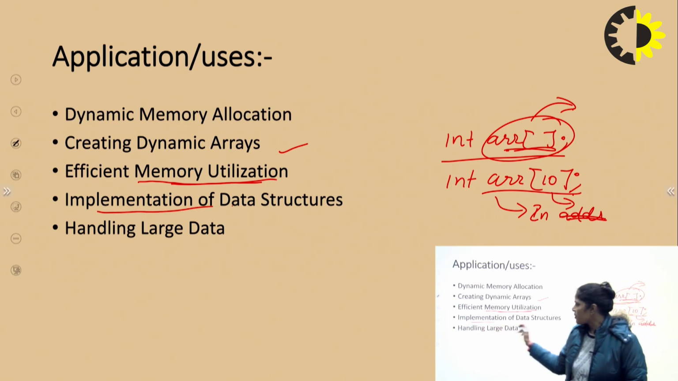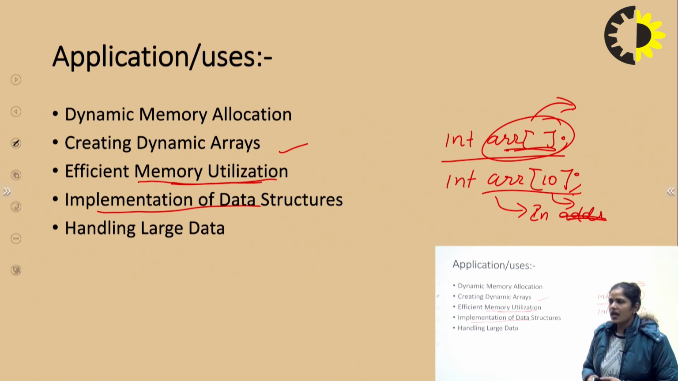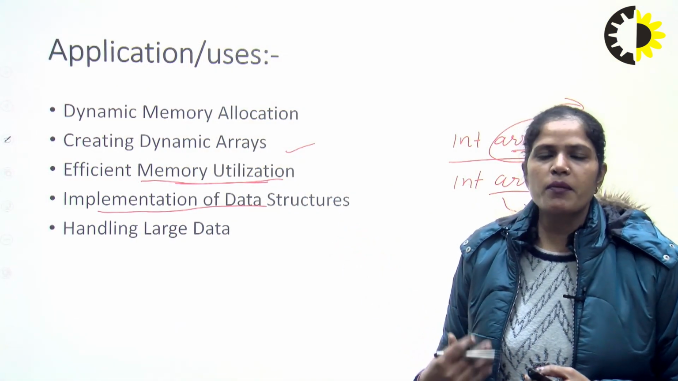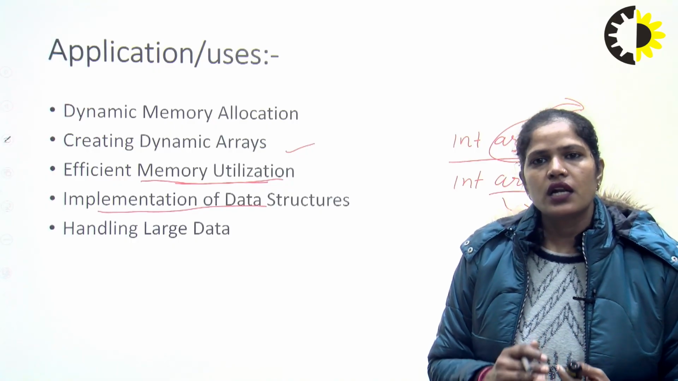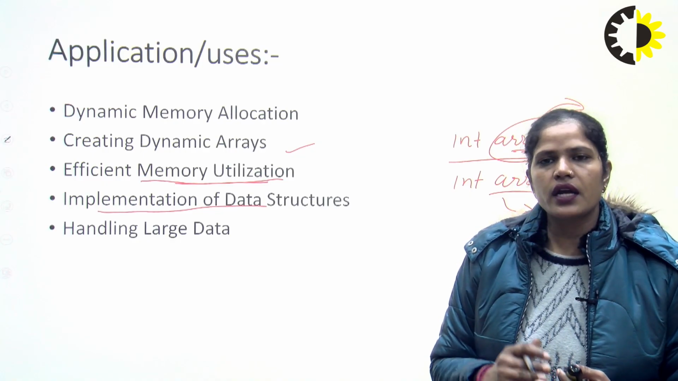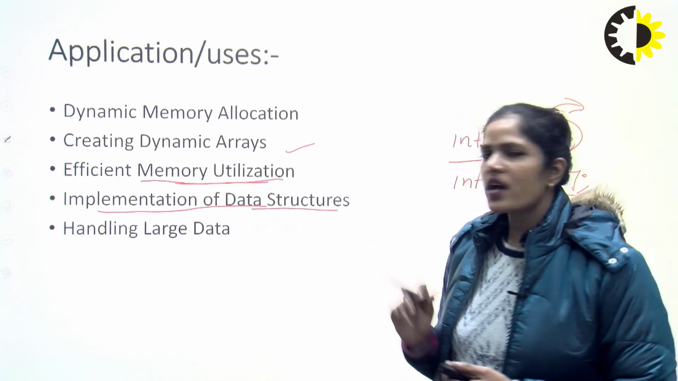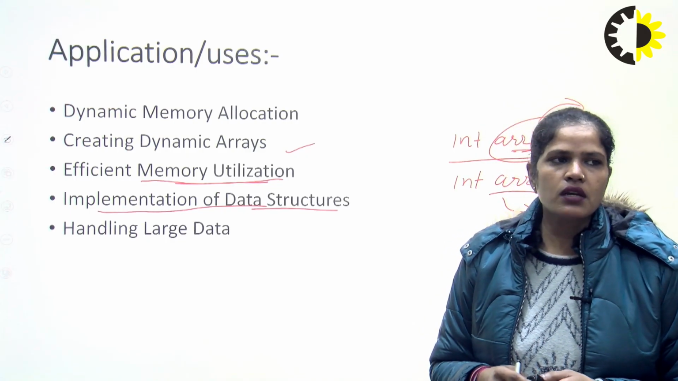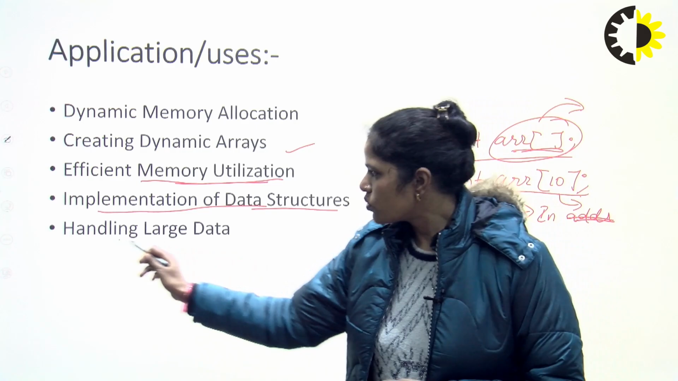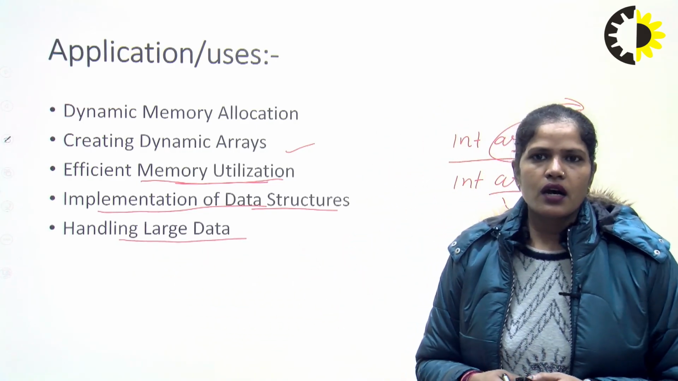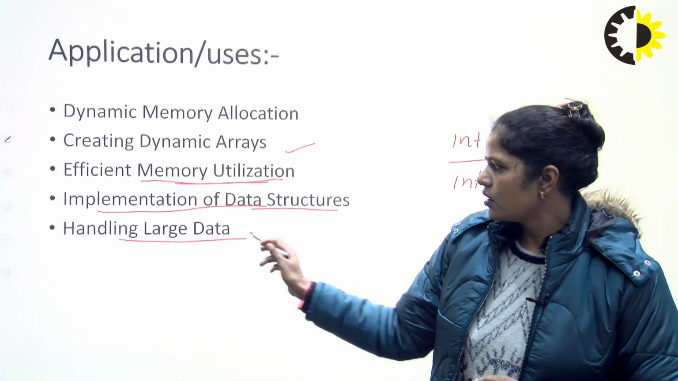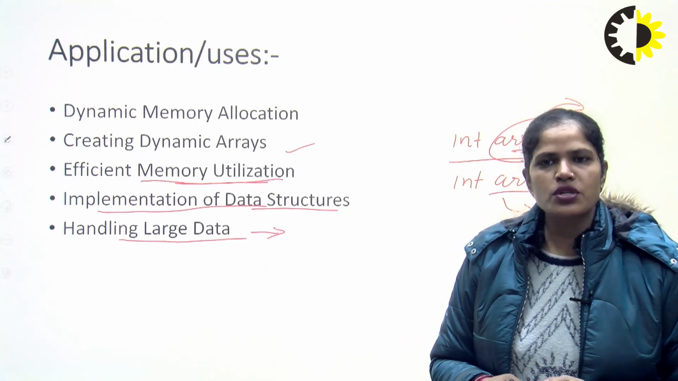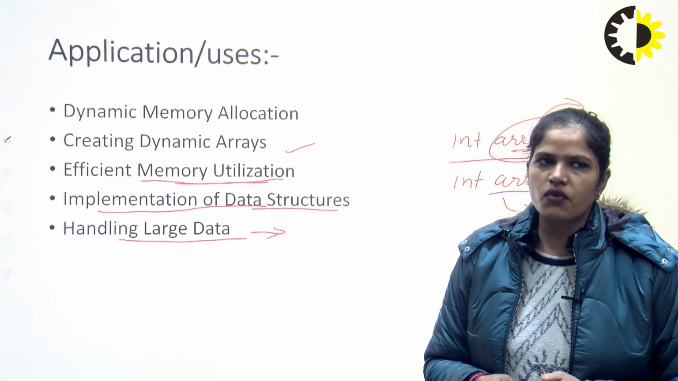And next, implementation of data structures. The malloc function is most importantly used to implement other data structures, such as arrays, stacks, lists, linked lists, queues, etc., right? All the advanced data structures are implemented by using the malloc function. It also helps to handle large data. Heap memory has a large space and is utilized at execution time, so it is most widely used for this.